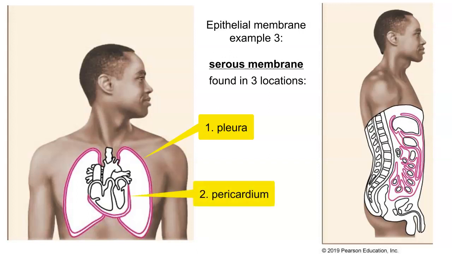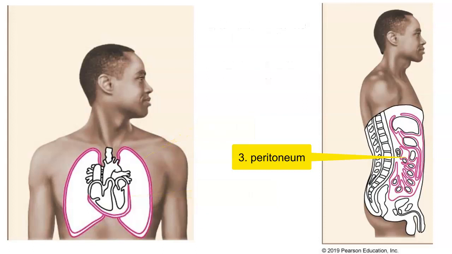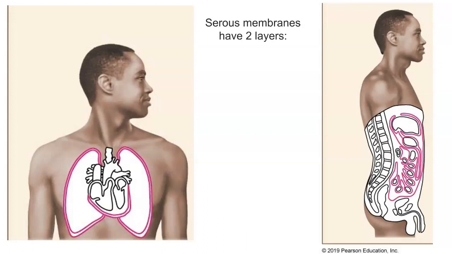Another surrounds the heart, that's called the pericardium. And another surrounds the abdominal and pelvic organs, and that's called the peritoneum. I'm going to put a separate video out there on the pleura and the pericardium and take a look at the peritoneum as an example in this video. Notice that when you're talking about a serous membrane, whether it's around the heart, the lungs, or the digestive organs, that there is a double layer. Serous membranes always are a double layered membrane.